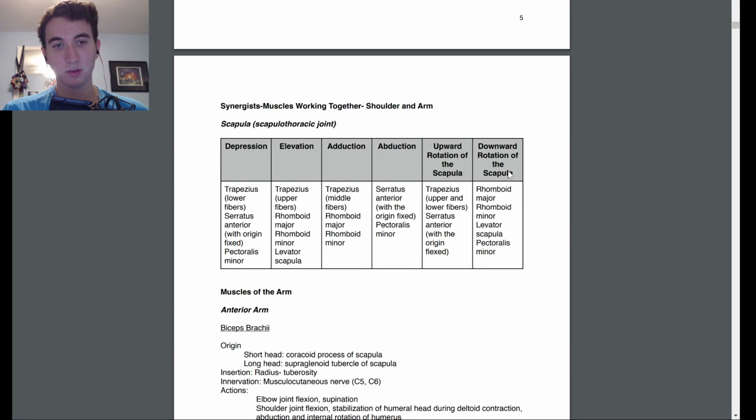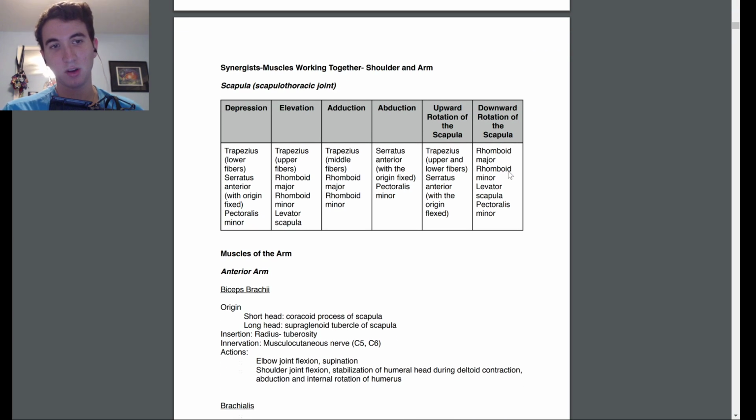And then we have a little chart here about the synergist muscles working together. That's what a synergist means. The shoulder and the arm muscles. So the scapula, the scapulothoracic joint. Each section is something different. So the first section is depression.